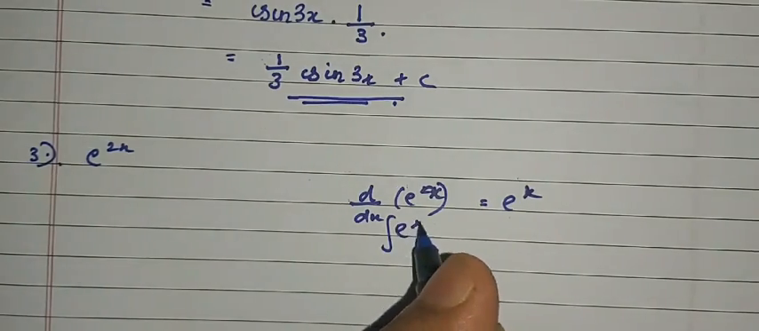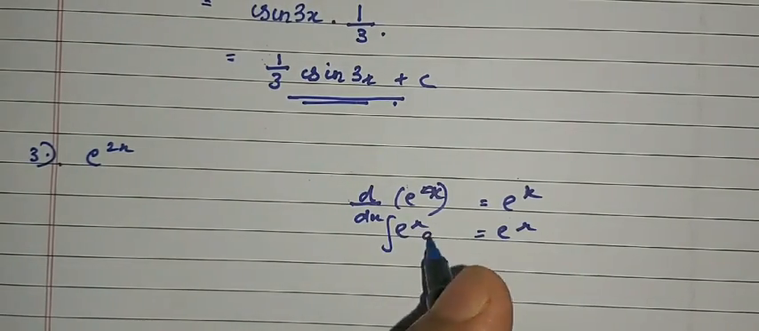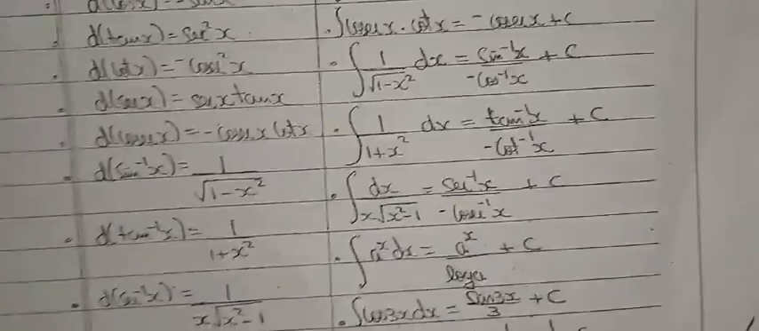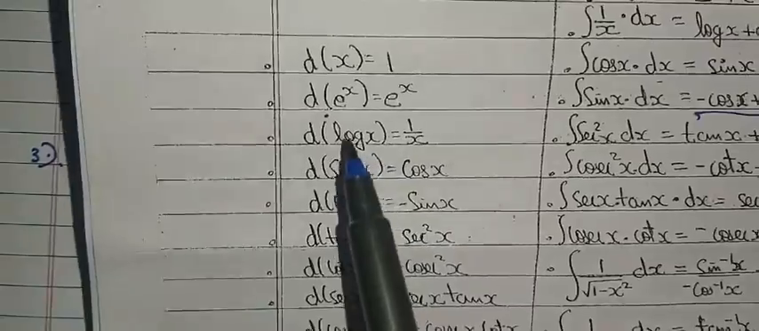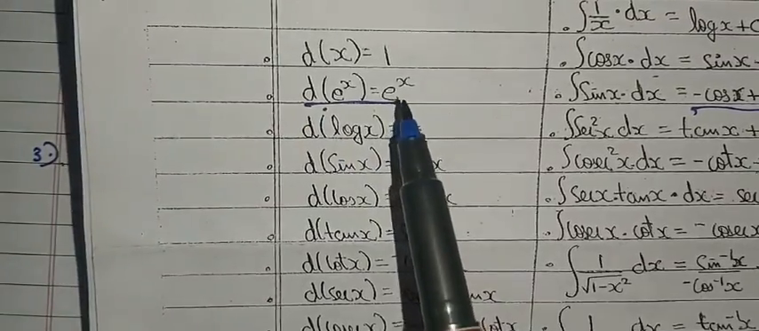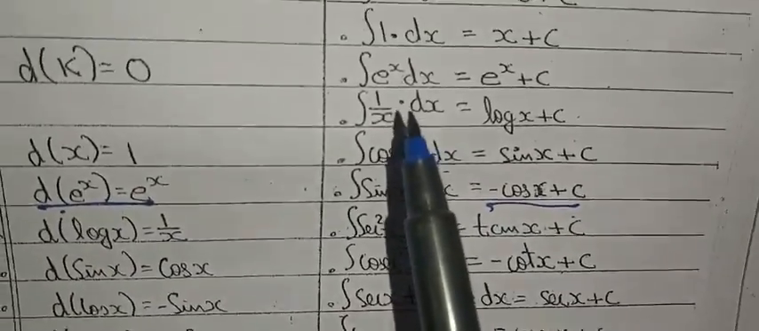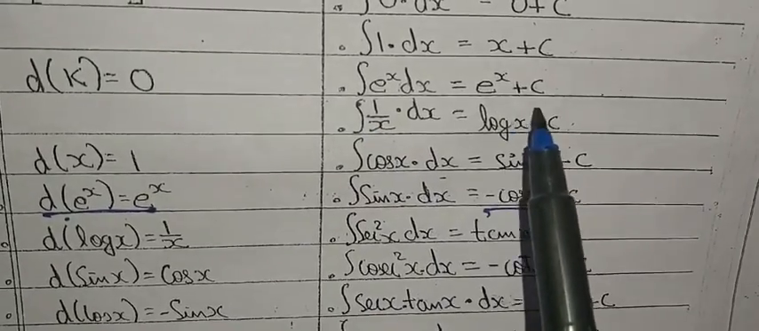The integral of e raised to x is e raised to x itself. Let us check that it is correct. Yes, the derivative of e raised to x is e raised to x. The integral of e raised to x is e raised to x.